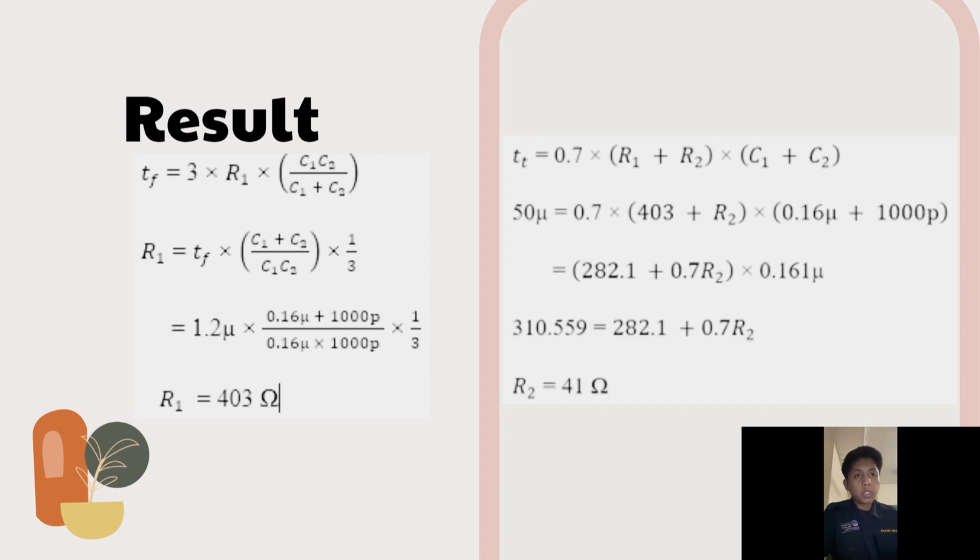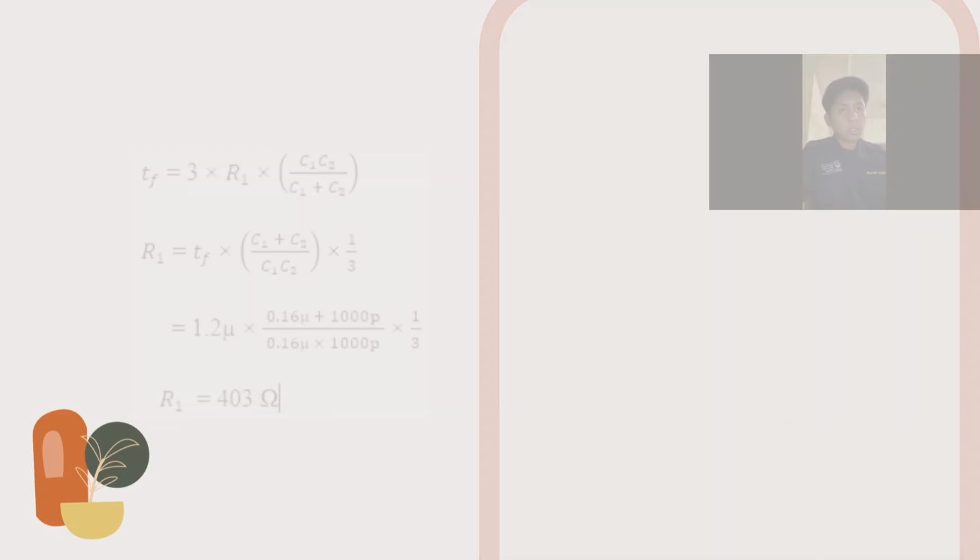So first we need to find the R1, and the formula for the R1 is TF times C1 plus C2 over C1 times C times C2 times 1 over 3. We got the answer for the R1, 403 ohms. And for the TT, we got the formula 0.7 times R1 plus R2 times C1 plus C2. So we got the answer for the R2 is 41 ohm.